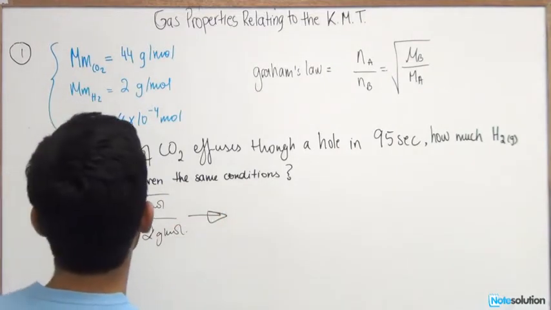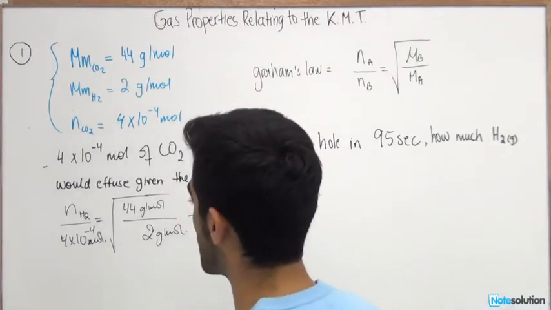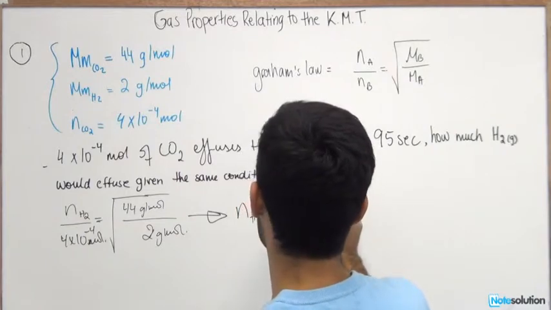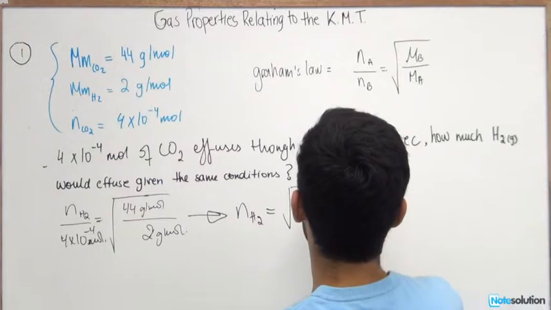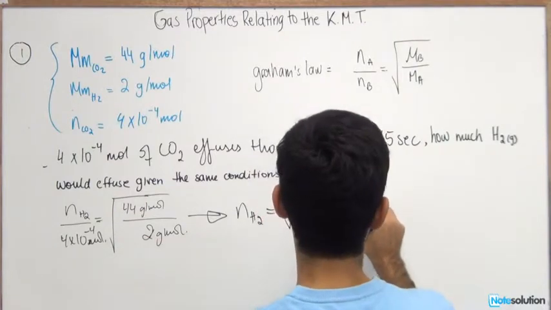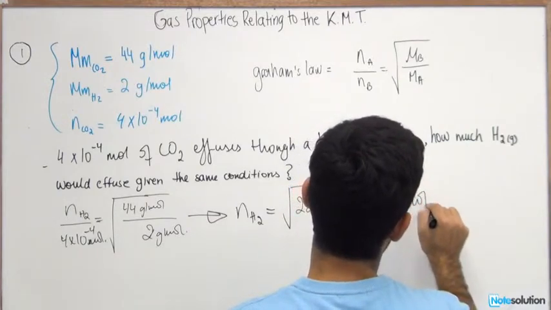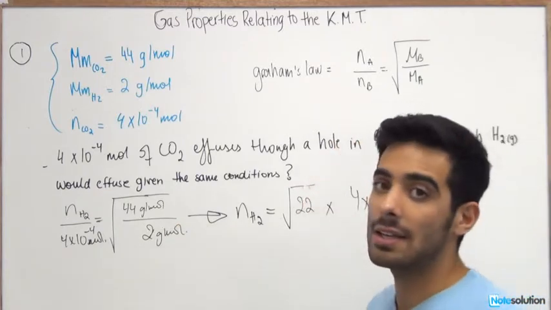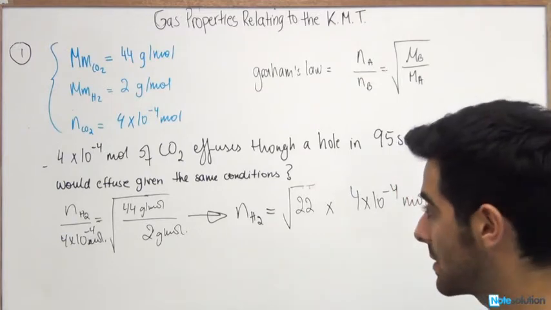So now, in order to find the hydrogen number of moles, we isolate the number of moles of hydrogen. So now we have 44 over 2, so that comes up to 22, and then times 4 times 10 to the power minus 4 moles. Now, one thing you have to know is that when you're doing a square root, it is unitless.